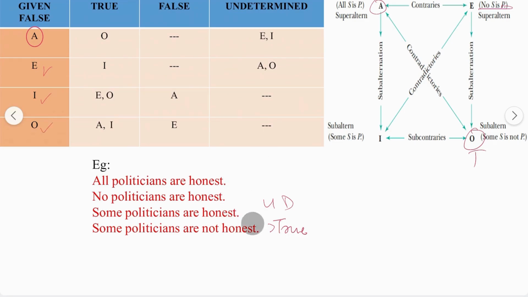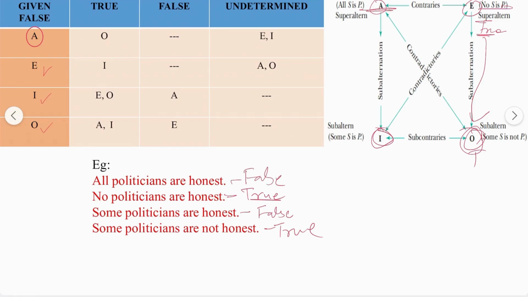But the interesting thing here is, if we know the value of I being false, what will happen? If the I proposition is false, the E proposition will be true. Now if this proposition is true, what will be the value of the O proposition? Obviously the O proposition will also be true. When the O proposition is true, the A proposition will be false.